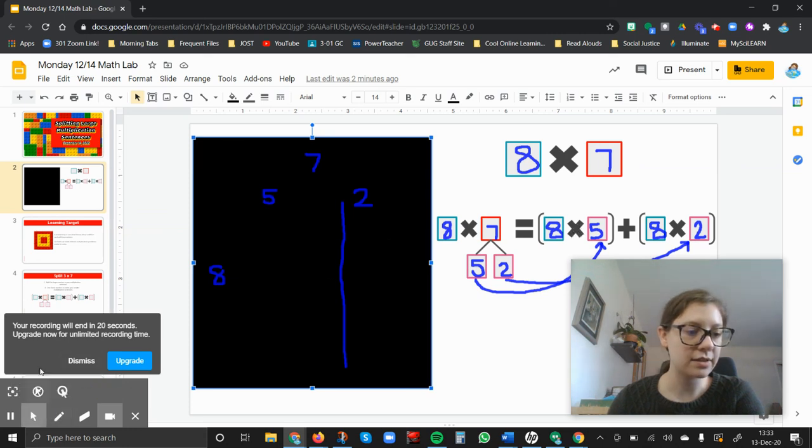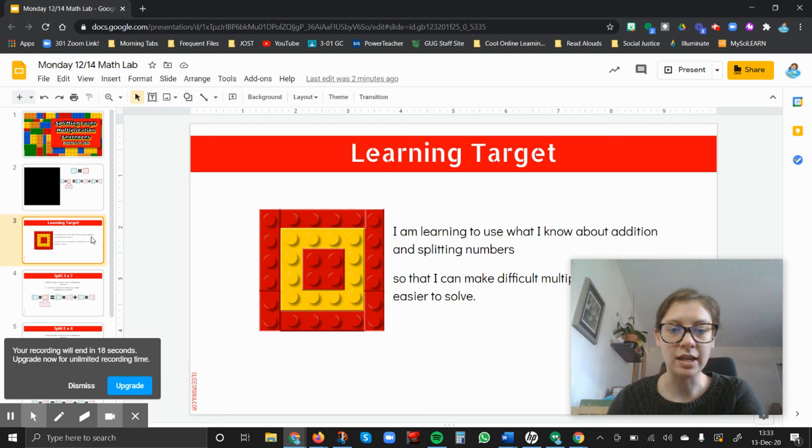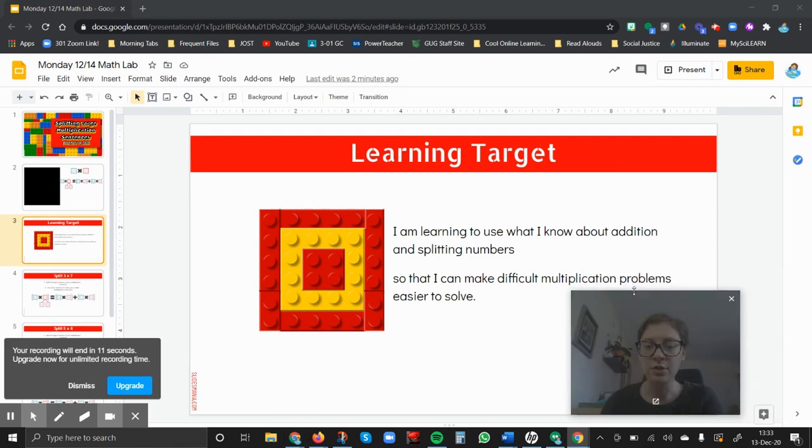So for today, our learning target is: I am learning to use what I know about addition and splitting numbers so that I can make difficult multiplication problems easier to solve.